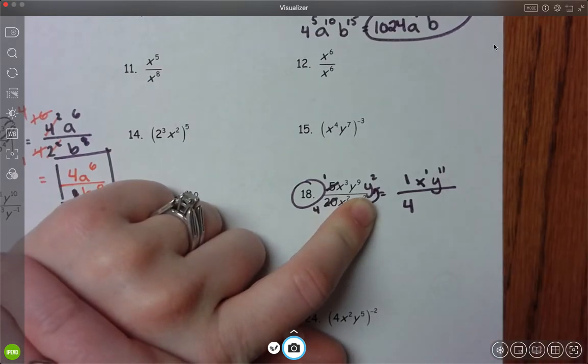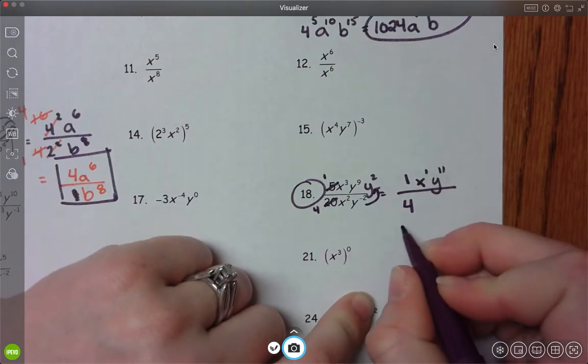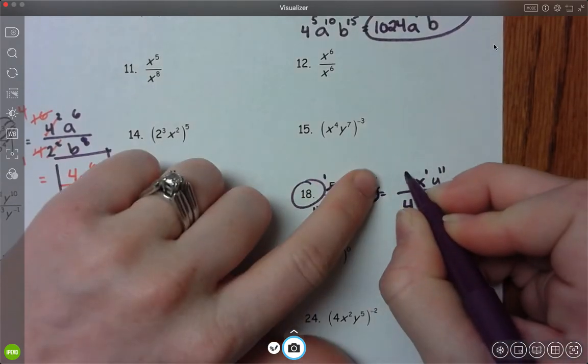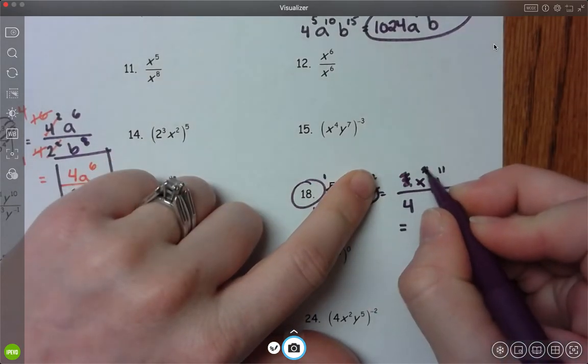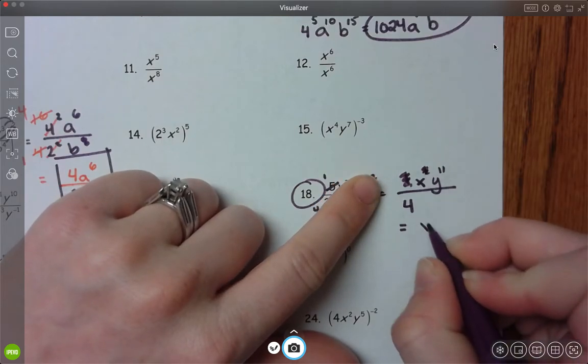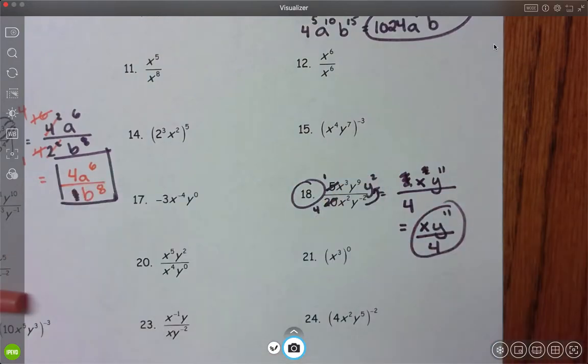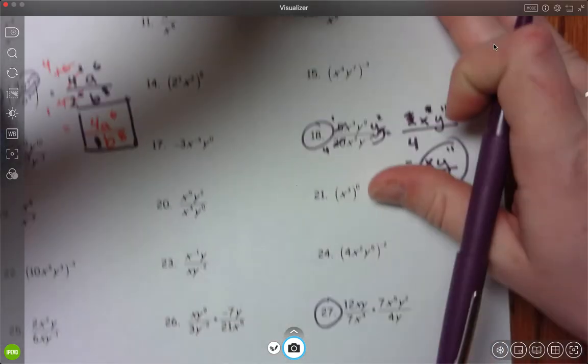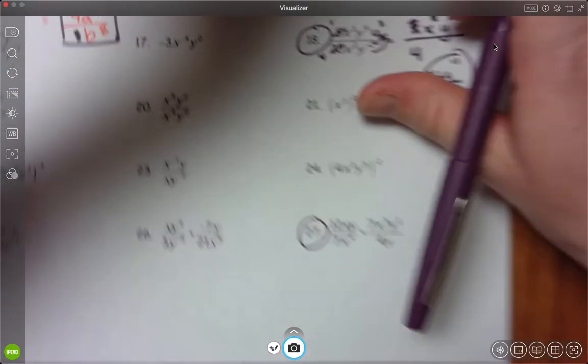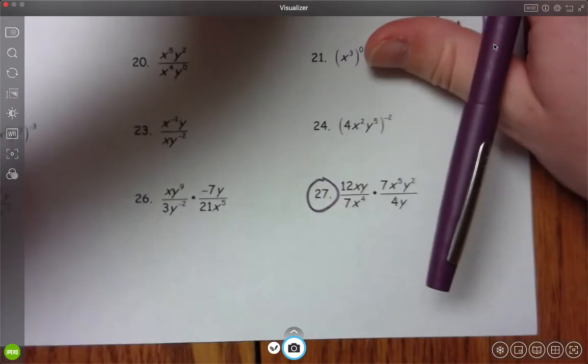And then if I want to rewrite him so that he looks a little bit better, I don't necessarily need this 1 here, so I can just say x, y to the 11th power over 4, and leave him like that. Okay, and that's what he will look like. All right. Next one I want to bump down to is 27. This is going to be kind of a short video because these are going to go by fast, maybe. I don't know what we're at for time right now.